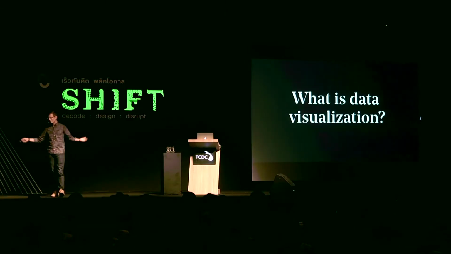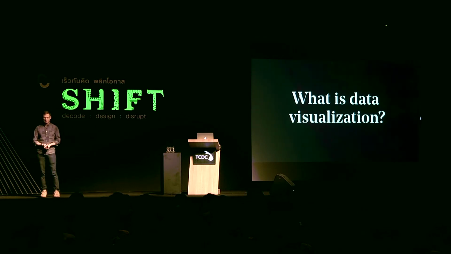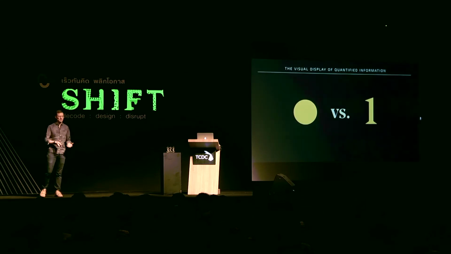But I want to talk about the state of data visualization as well in this talk. And so for those of you that don't have a good grasp on what data visualization is, I think Edward Tufte, who's written some great books on the subject, has qualified it as the visual display of quantified information. So instead of talking about numbers as 1s and 2s and 3s and 4s, we're talking about them in graphic terms. So one circle instead of the number 1.